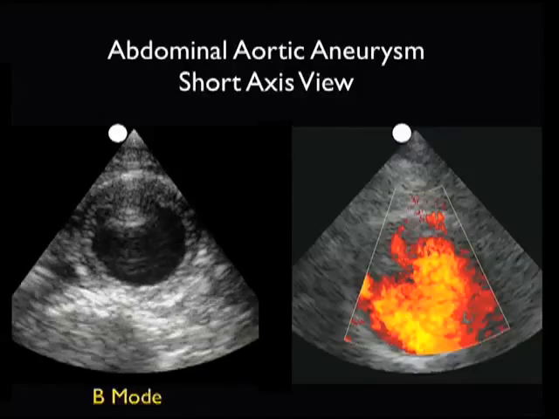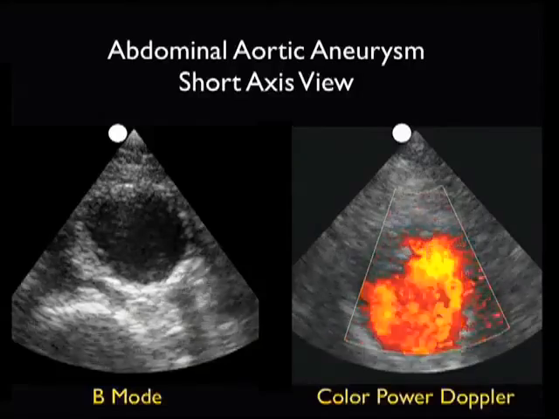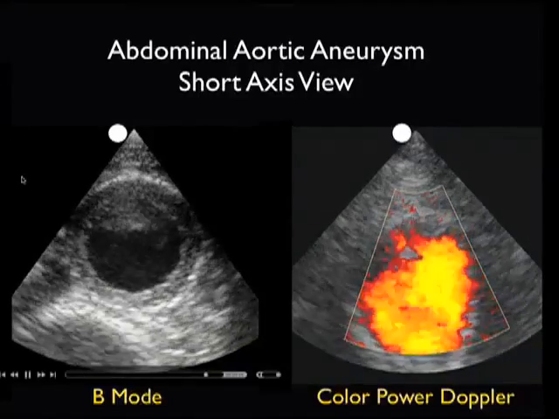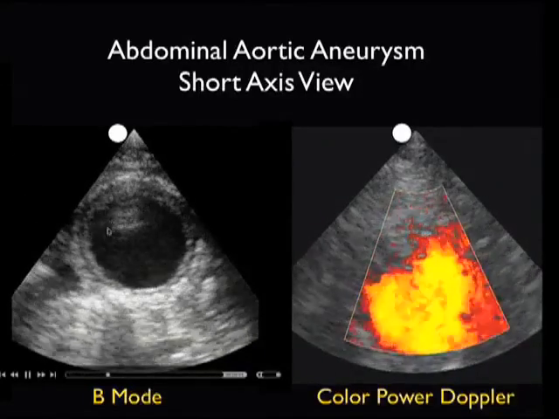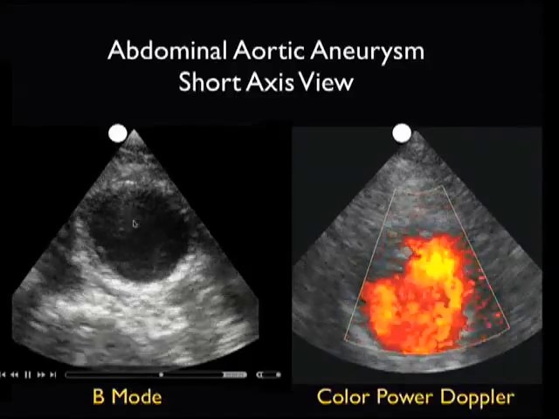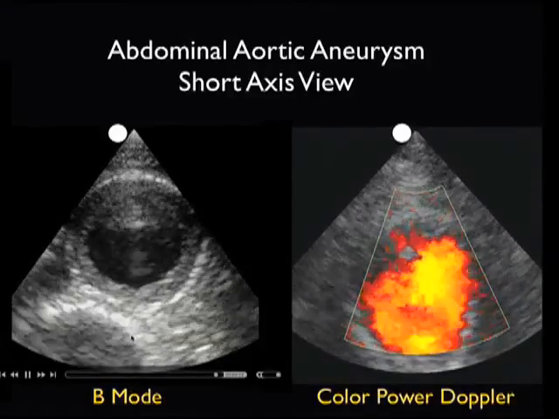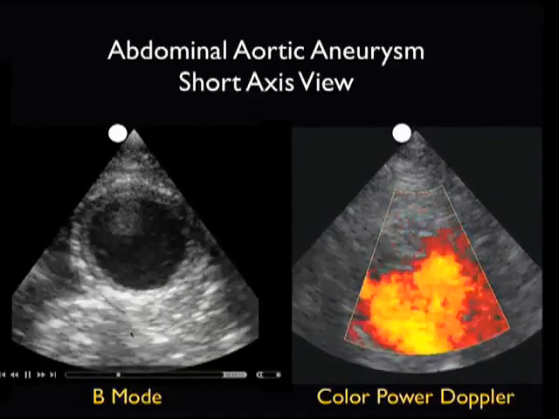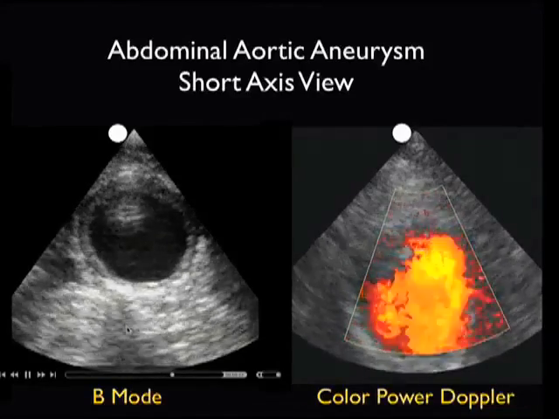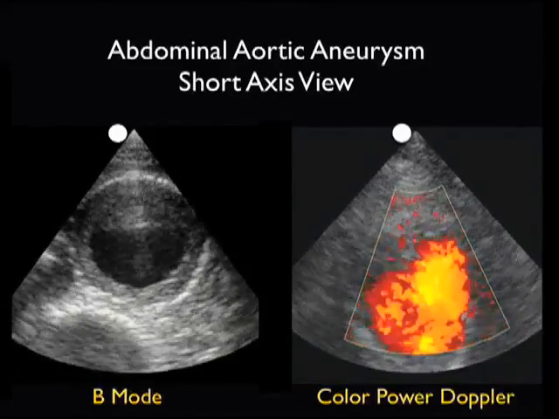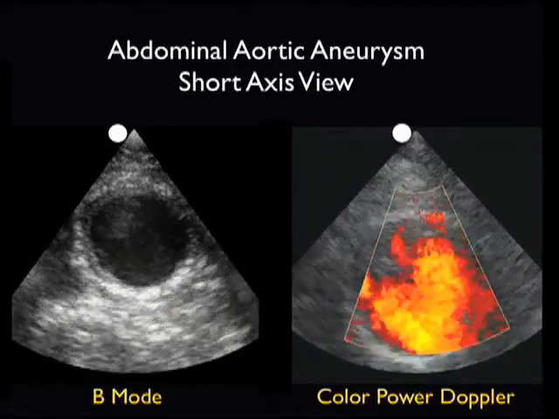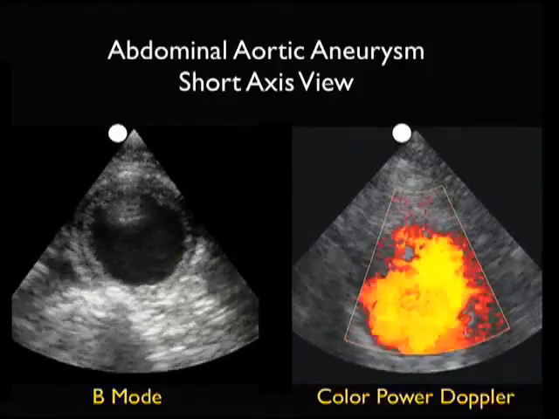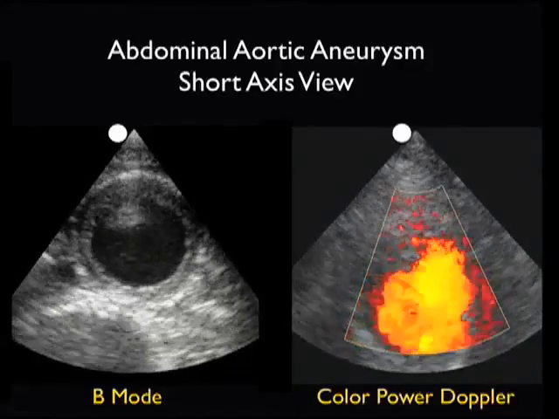Here's a short-axis view of a very large abdominal aortic aneurysm in a patient who presented to the emergency department with abdominal and back pain. With a small indicator arrow, I'm showing in the B-mode image towards the left the large AAA, and there's the spine, which is our landmark for determination of the aorta. And we can see the color-power Doppler image towards the right, showing pulsations of blood within this very large AAA.